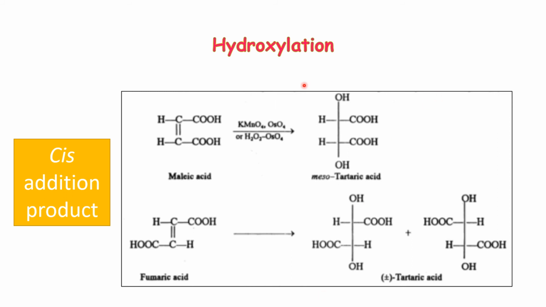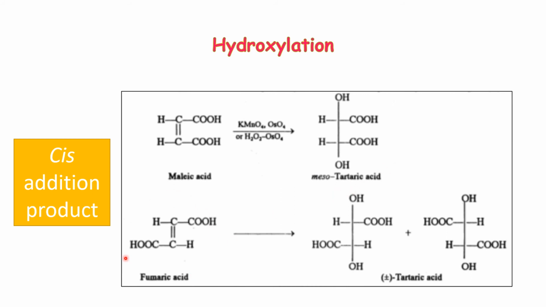Similarly, in case of hydroxylation, we have the example of malic acid and fumaric acid. In exactly the same way as reduction, now we will have addition of a hydroxy group, so they will be added from the same side. So when malic acid reacts with any hydroxylating reagent like osmium tetroxide, KMnO4 or hydrogen peroxide, it will form a meso product. In this case it is tartaric acid.